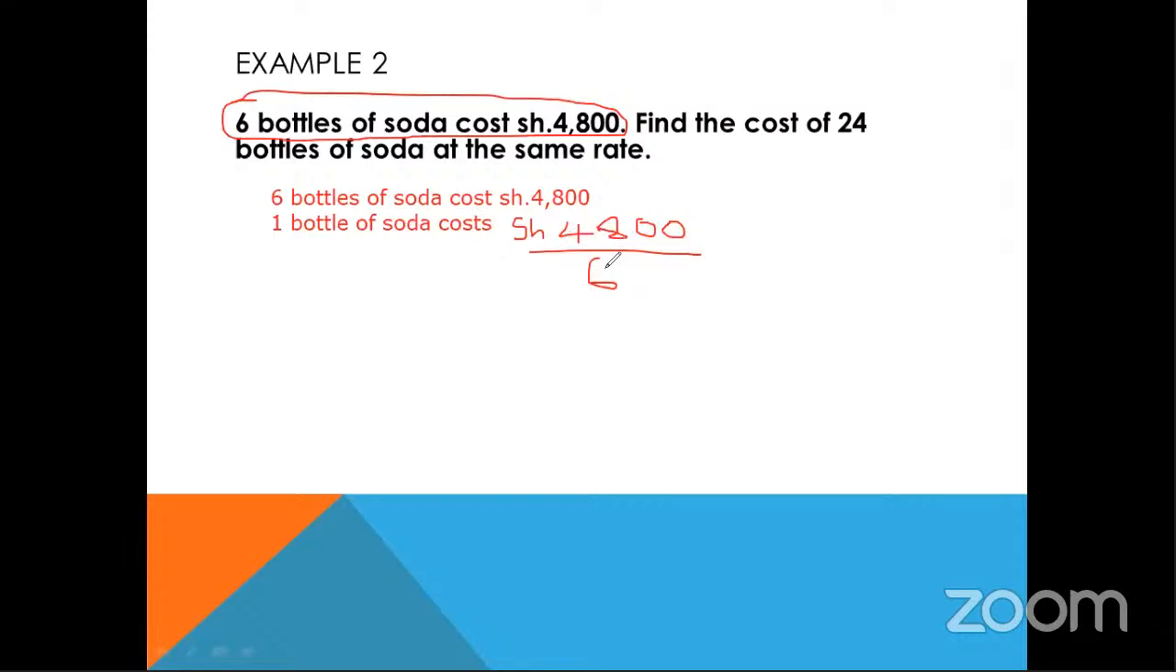So you say now 6 divided by 6 is 1. Here 4 is smaller than 6, so you combine them together to be 48. So tell me, 48 divided by 6.